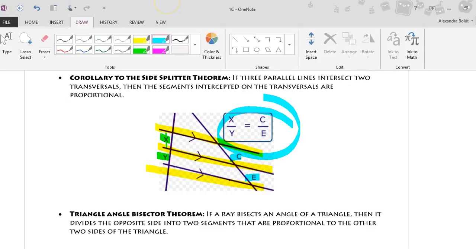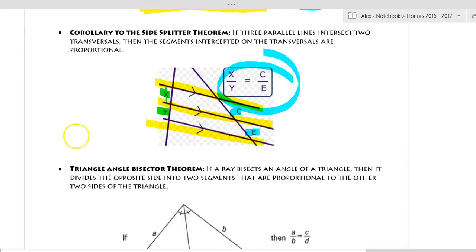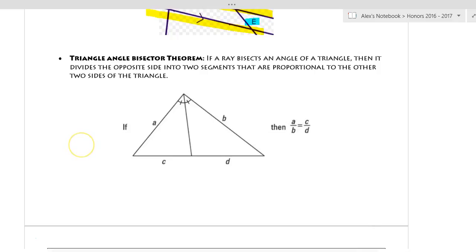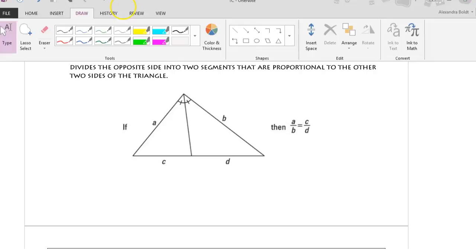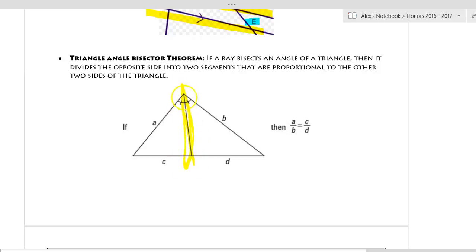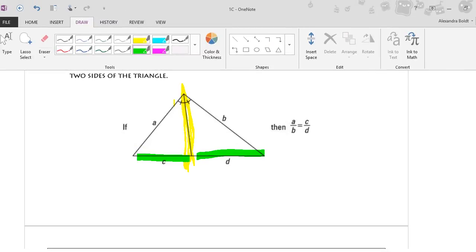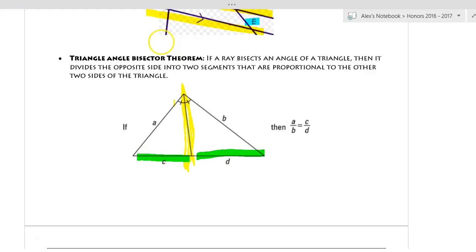Our last theorem that has to do with similar triangles and similarity is the triangle angle bisector theorem. So if I have a line that bisects an angle, any angle of the triangle, then it divides the opposite side into two segments, right? So here's my bisector, right? These angles are the same. It divides my opposite side into two sections that are proportional to the other sides of the triangle.